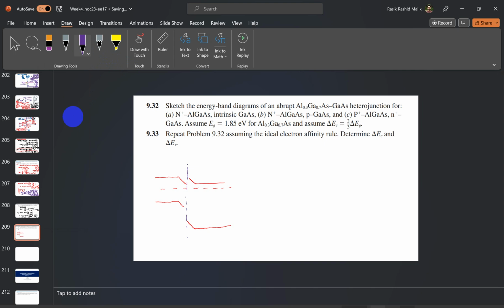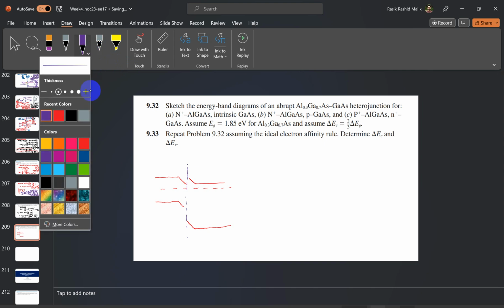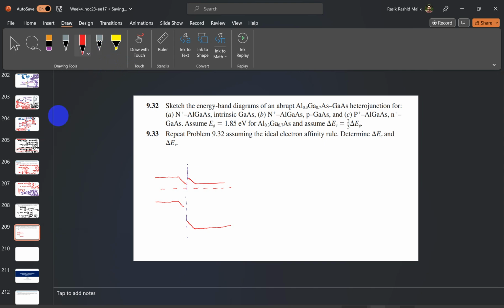So this is how the band diagram will look. This is the wider band gap material and the narrower band gap material, and this will be delta EC and this will be delta EV for this case. This is intrinsic gallium arsenide, and this is my N positive aluminum gallium arsenide. And there will be the next case, N positive aluminum gallium arsenide and then the P type gallium arsenide.